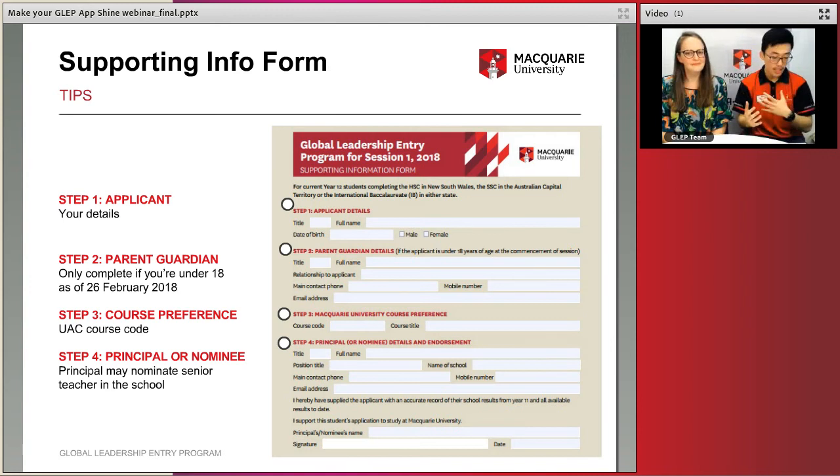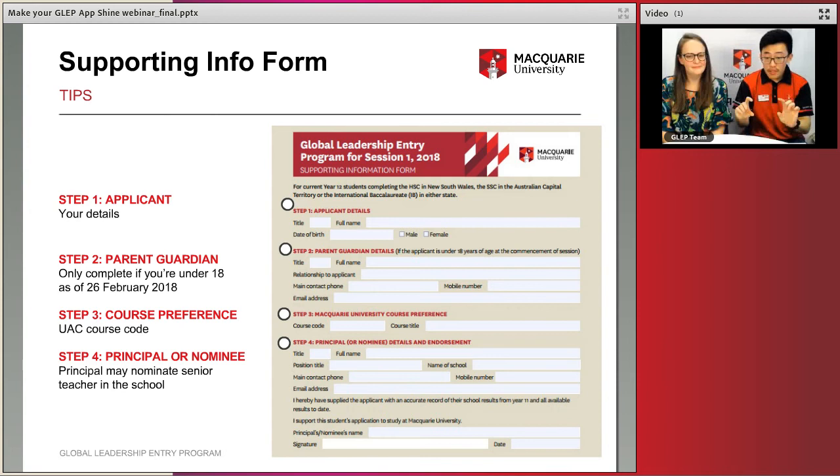So this could be your head teacher, a careers advisor, or a year coordinator who'll just sign off on the form and endorse it. So you can either print it and then scan it and submit it, or they can put in a digital signature. Just keep in mind that we don't accept any hard copy or paper or mailed submissions, so this will have to be electronic. So just keep that in mind when submitting your supporting information form.